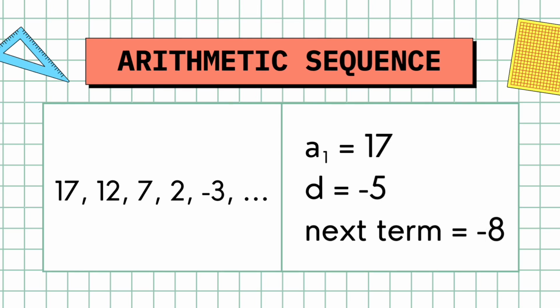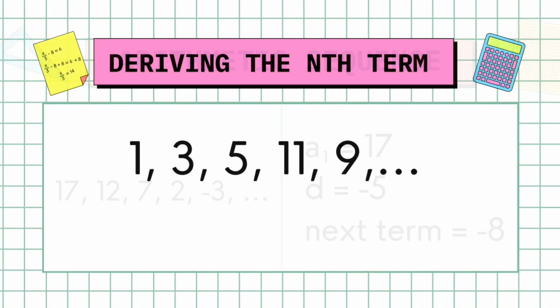Alright, so our a sub 1 is 17. And then 12 minus 17 is negative 5. So that will be our D. And then our next term is negative 8, since negative 3 plus negative 5 is equal to negative 8.